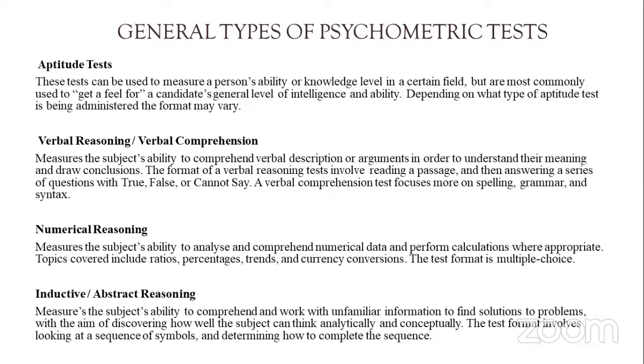It measures the subject's ability to analyze and comprehend numerical data and perform calculations. Topics in these tests include ratios, percentages, trends, and currency conversions. And the test format is usually multiple choice. The next test is inductive or abstract reasoning. It measures the ability to work with unfamiliar information and to come up with creative solutions to problems. So here the aim is to discover how well a subject can think analytically and conceptually. And the test format involves looking at a sequence of symbols and determining how to complete the sequence.